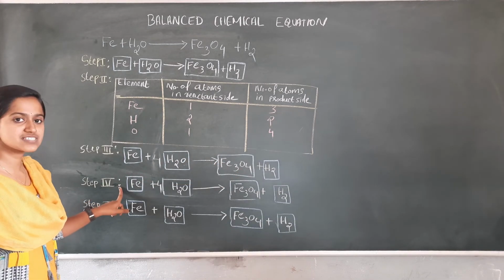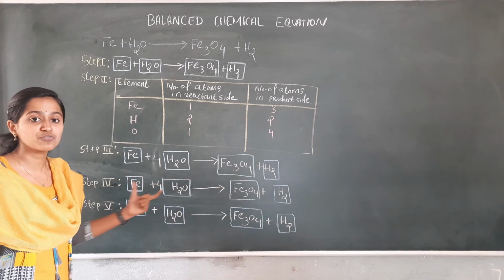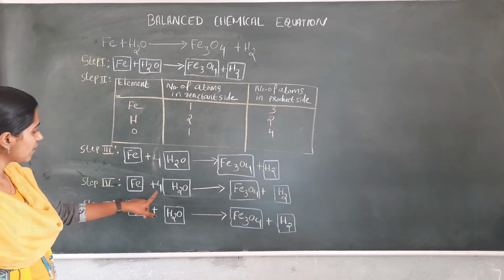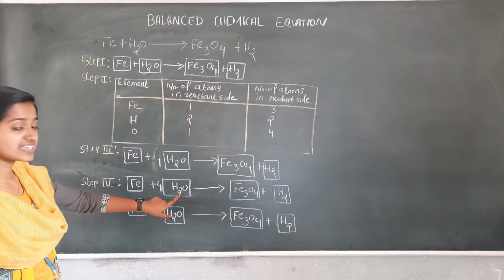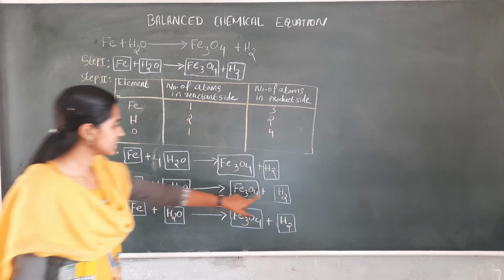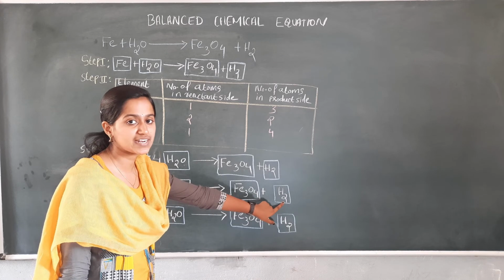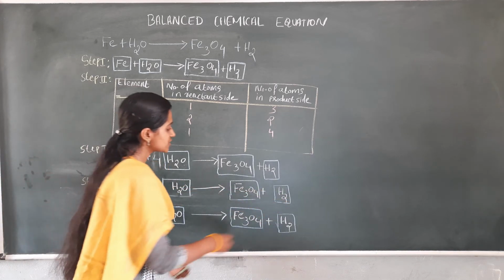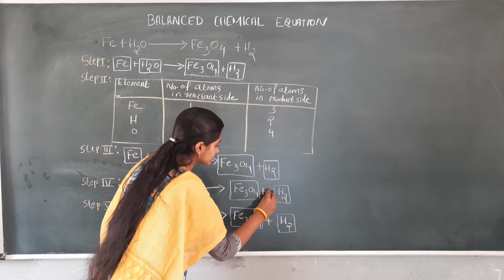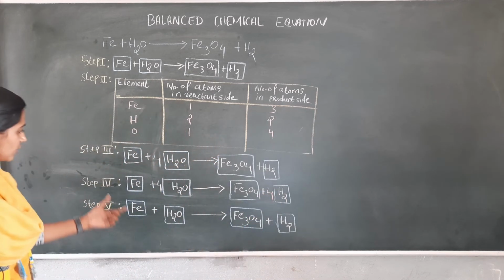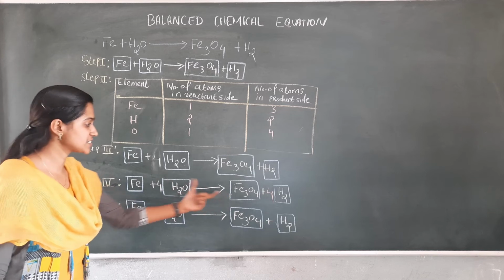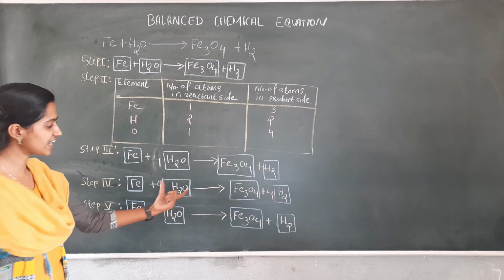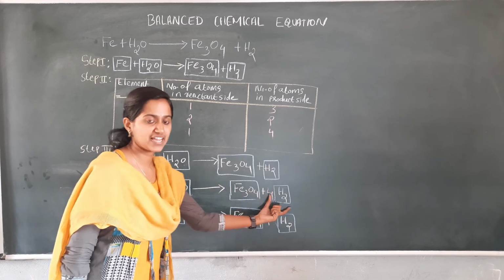Then in the fourth step, we balance the number of hydrogen atoms on either side of this equation. So here on the reactant side there are 8 hydrogen atoms, but on the product side there are only 2 hydrogen atoms. So in order to balance this, we put the coefficient 4 here. So the number of hydrogen atoms is balanced on the reactant and product side. That is, here a total of 8 hydrogen atoms, here also 8 hydrogen atoms.